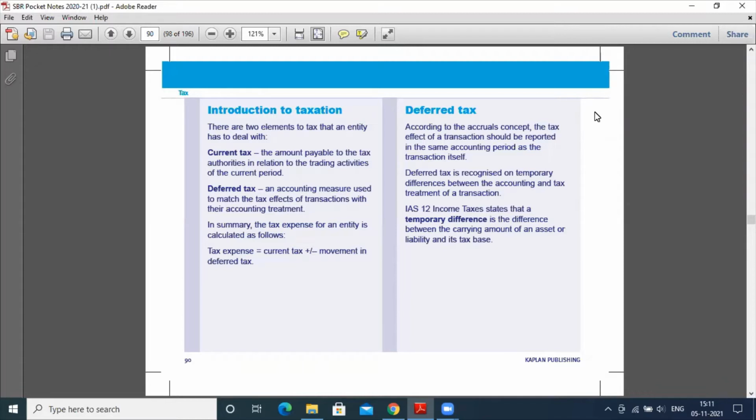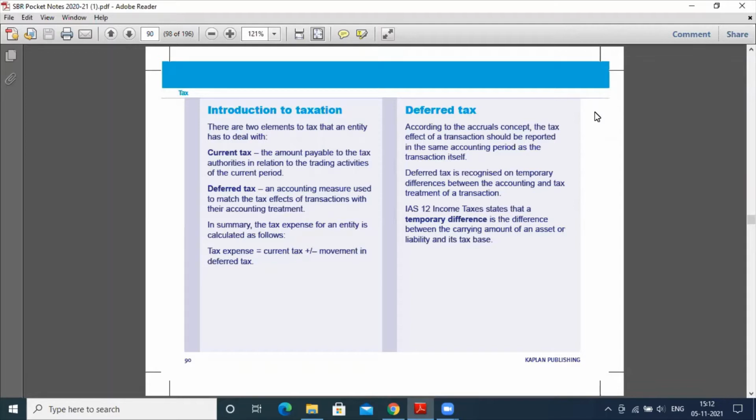Now the current tax is nothing but the tax which is payable on the trading activities of an entity. It means the business entities need to pay a certain amount as tax on their trading activities. In simple terms, the business entity needs to pay tax on their profit. Now, generally, most of the tax authorities will be collecting around 30% as tax. So the tax payable by the entity on their trading activities will be considered as current tax.